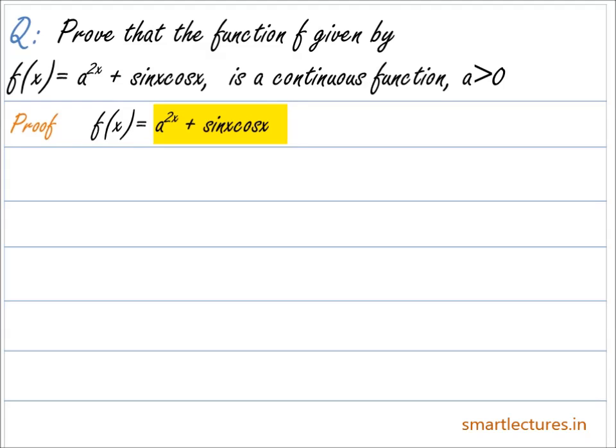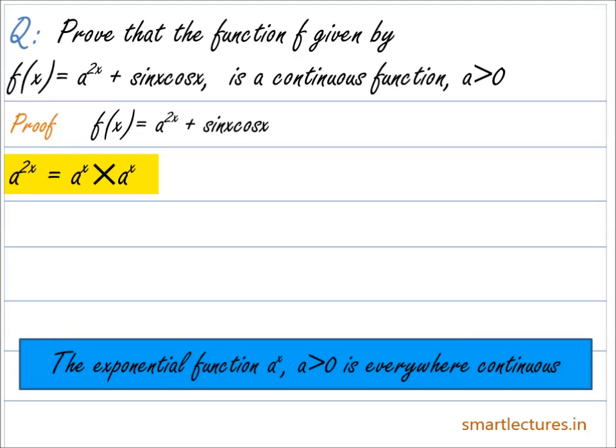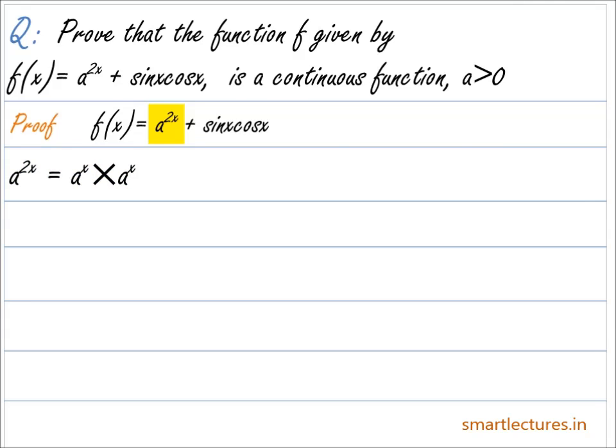Now our first function a to the power 2x can also be written as a to the power x into a to the power x, and now a is greater than 0. And from the theorem which you just learned in this episode, a to the power x is a continuous function where a is greater than 0. And a to the power x into a to the power x is also a continuous function because the product of two continuous functions is also a continuous function. So that means our first function a to the power 2x is a continuous function.